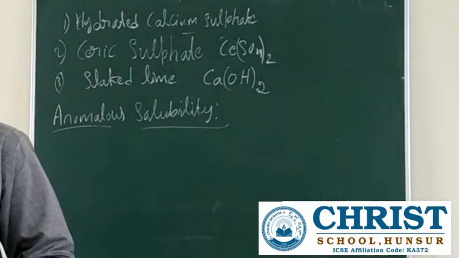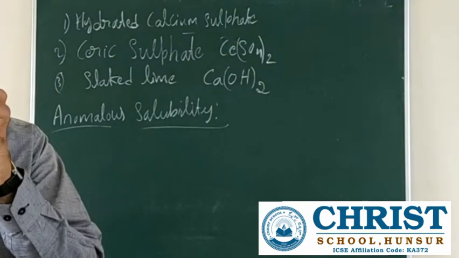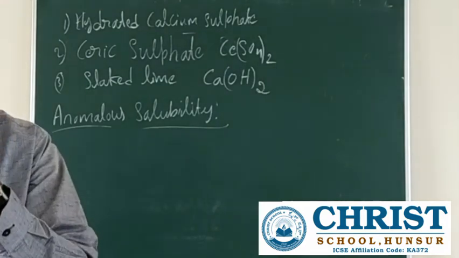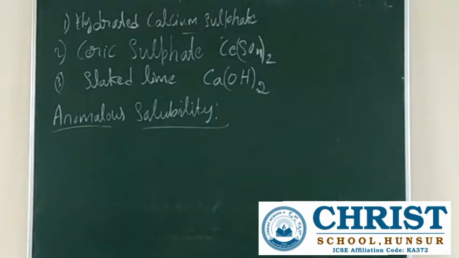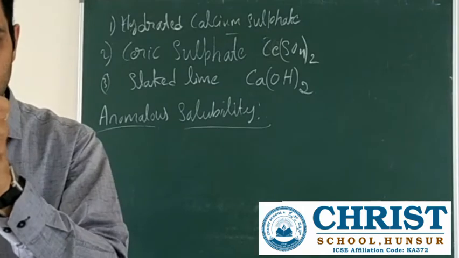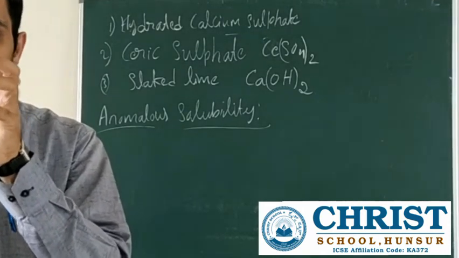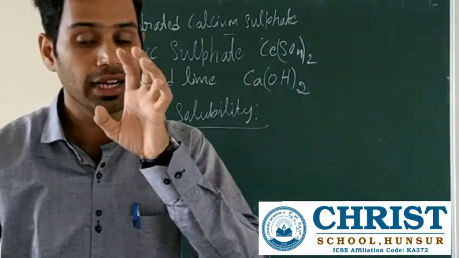So anomalous solubility. What does anomalous solubility mean? Some salts contain water content in them. So first their solubility increases, then it decreases. This is called anomalous solubility. Some salts contain water, which is why it is called hydrated water. Generally they are called hydrated salts.